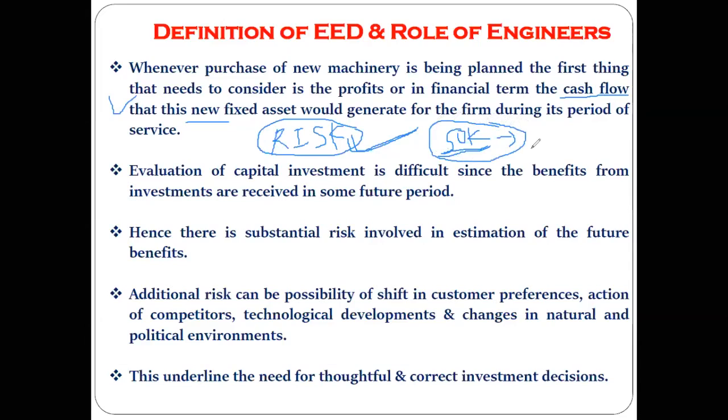Because of that, a number of businesses have lost their capital, lost their money, because in each business there is a risk always there. Now risk is related with different things. What? Risk is related with customer preferences, risk is related with the actions of the competitors, risk is related with technological development, risk is related with changes in the natural and political environments.